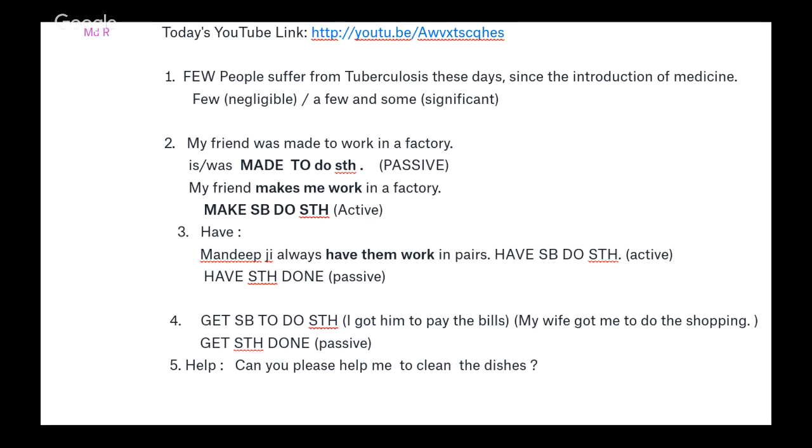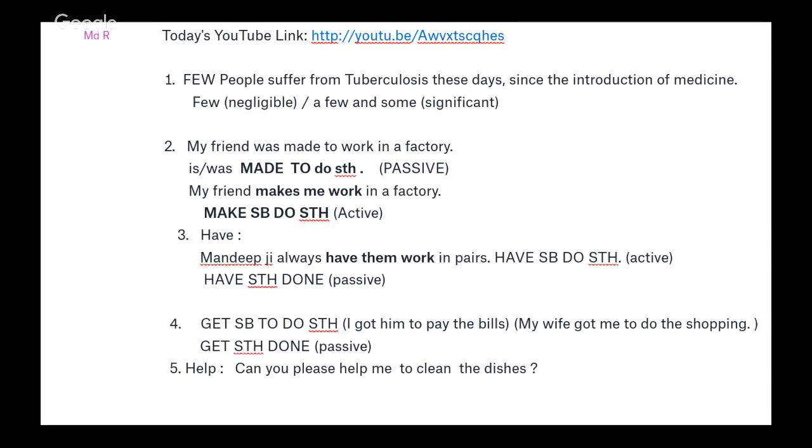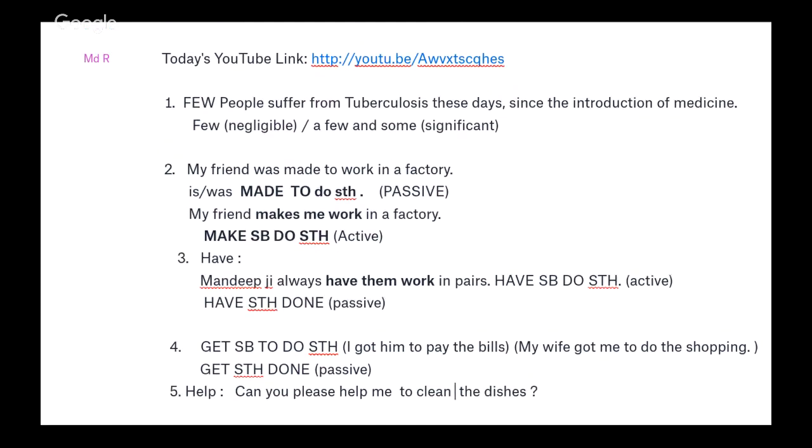Help always comes with help to do something. Like the way we did something like this. Help somebody to do something. Get somebody to do something. Make somebody do something, no to. Is it clear?